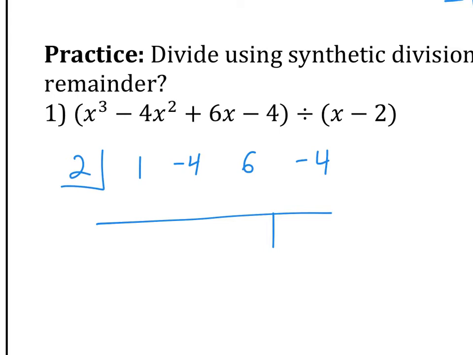What do I do first? Drop down the 1, okay? So always just drop down the 1. And then just multiply, put it there, add. Multiply, put it there, add. And then you're done. So the last one before the remainder is always the constant? Correct. Okay. All right, we'll do more practice on Friday.